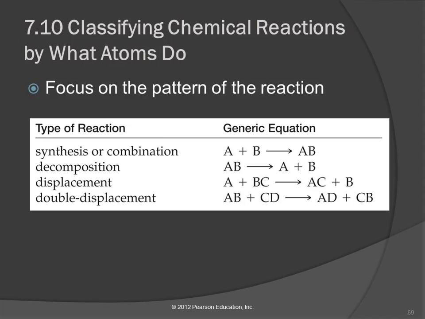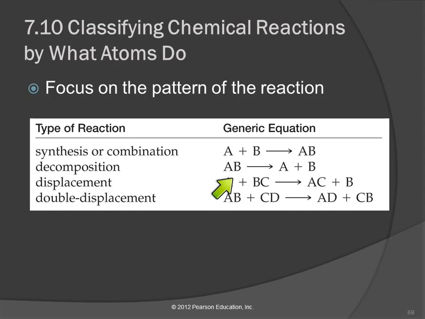We can also focus on what the atoms are doing. And so we have some slightly different names for the types of reaction. So here a synthesis or combination, I prefer combination, is where you have two substances combining to form one substance. Decomposition is the opposite. You have one substance falling apart or decomposing to form two new substances. We can have displacement. Sometimes this is called a single displacement.